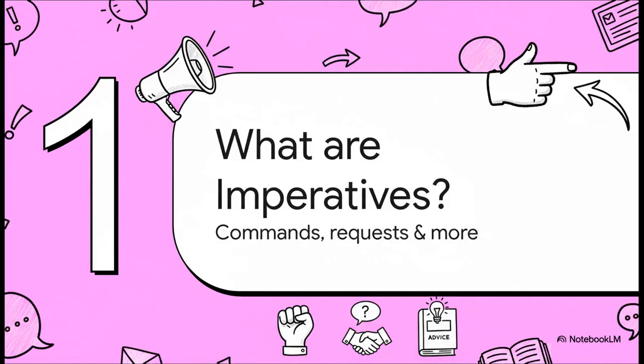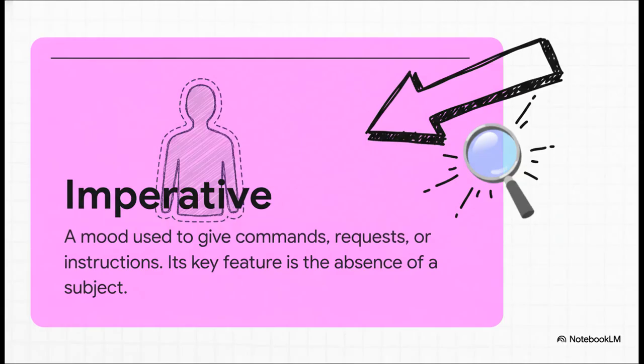So, first things first, what exactly are imperatives? Well, in a nutshell, they're the super direct and simple way we give commands, make requests, and even offer a little advice. What really makes an imperative an imperative? It boils down to two things. They're incredibly direct, and there's no subject. The you is always just implied. It's understood who you're talking to.